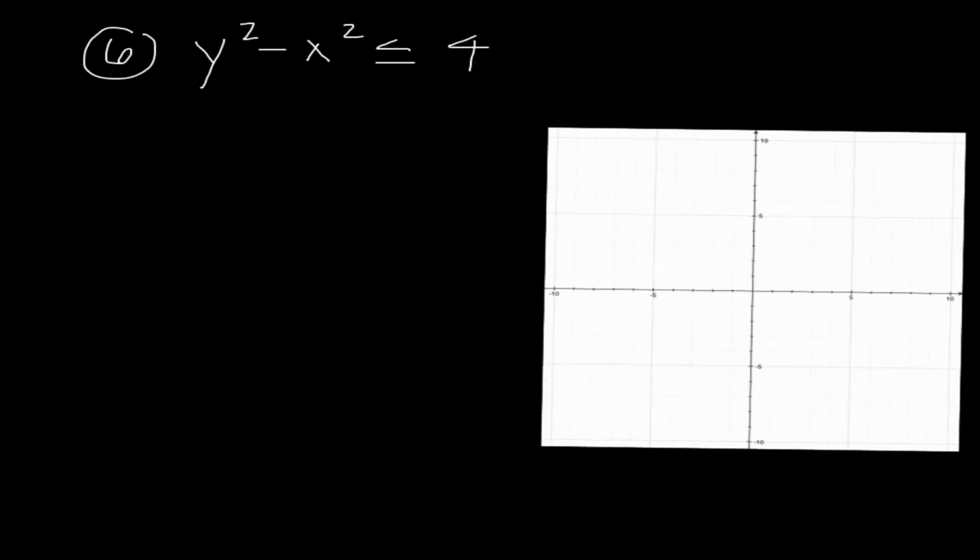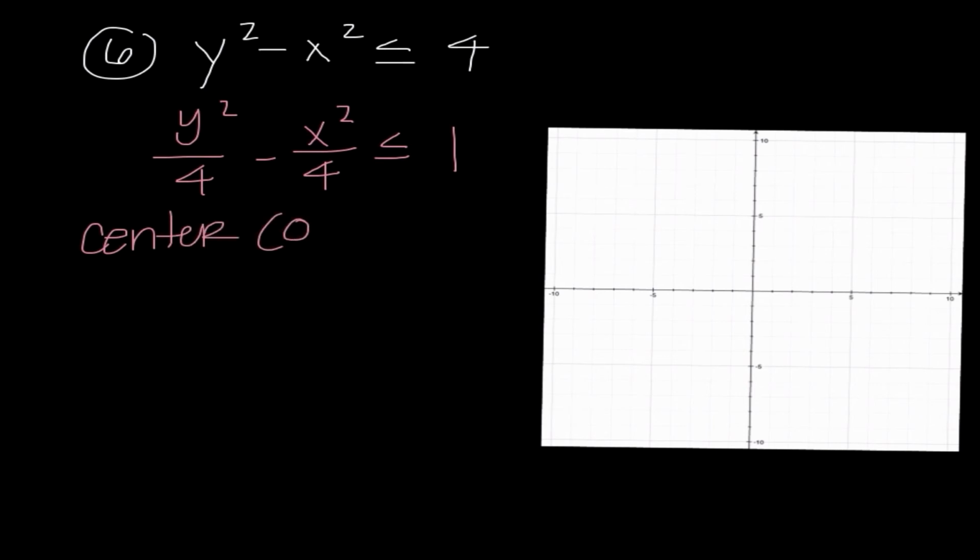Looking at number 6, what makes this one a little bit different is I have an inequality symbol. So we just need to kind of think back, and I know this inequality symbol is telling me it's either going to be solid or dashed, and I'm going to have to shade somewhere. Okay, so otherwise I'm going to treat it the same, and I'm going to start by dividing by 4. So I get y squared over 4 minus x squared over 4 is less than or equal to 1. Just a note to make sure we're aware of, if I ever divide by a negative, I need to flip my inequality symbols. My center here is going to be 0, 0.